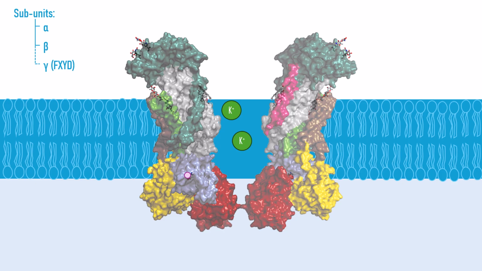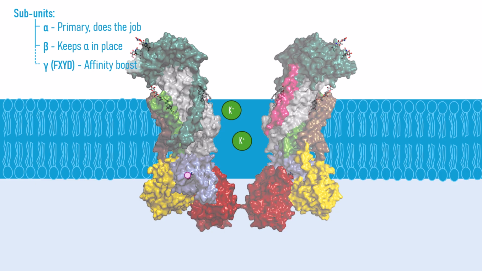Alpha unit performs all transport chemistry. This is the catalytic core responsible for the pump's primary function. It contains the binding sites for sodium ions, potassium ions, and ATP, as well as the phosphorylation site. Beta ensures correct folding and membrane positioning. It inserts the alpha unit in the membrane. Gamma modulates pump kinetics. It changes the pump's affinity for sodium, potassium, and ATP.